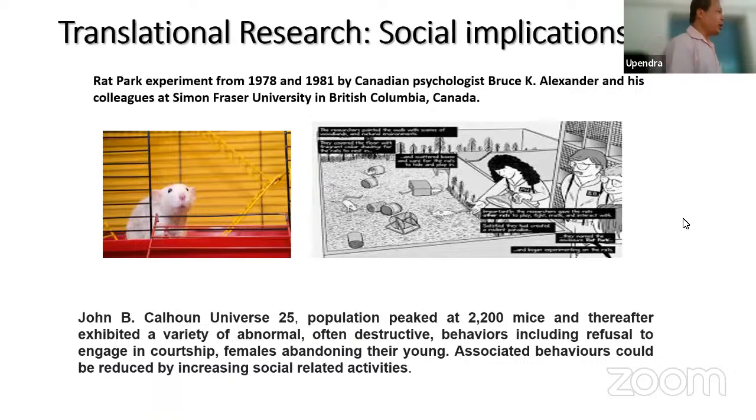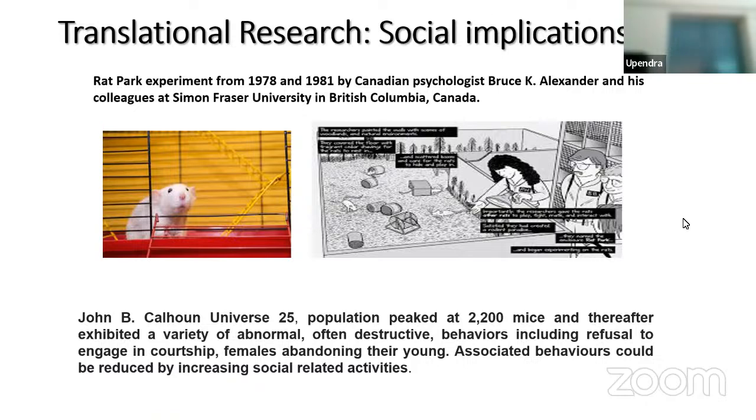The most important thing I'm trying to convey, the last one, is about neurological work. I don't know how many of you know about Universe 25. Here, John B. Calhoun started an experiment with only 4 mice and just allowed them to breed in a cage. After 25 generations, you have so many mice, up to 2,200. As the number increases, they go through lots of behavioral changes.